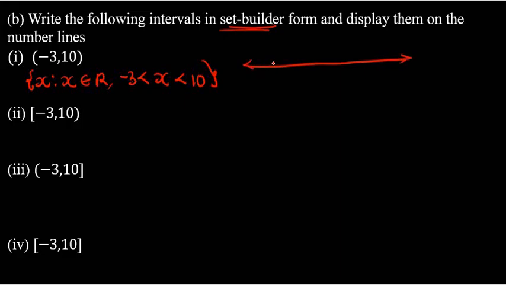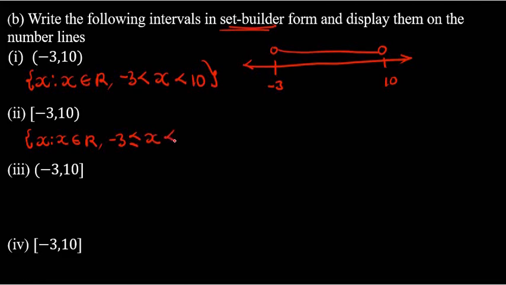Let's display this on the number line, meaning this is -3 and this is 10. So it will be open like that. It will also be open like that. That's what you write. Then this side, -3 is included, comma 10 which is not included. So for this to be in set builder, x is such that x is a member of the real numbers. Then -3 is included like that.